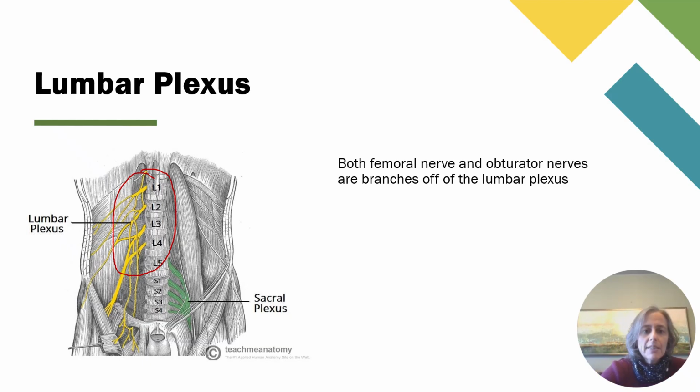And so again, we see these recombinations of nerve fibers, and then eventually they come down. This one right here is the femoral nerve. This one over here is the obturator nerve. So both the femoral and obturator nerves are branches off of that lumbar plexus.